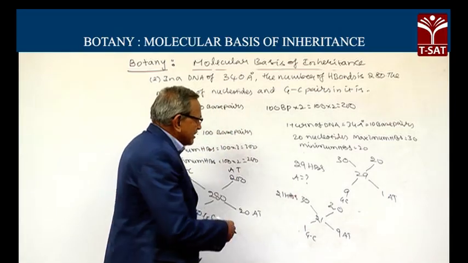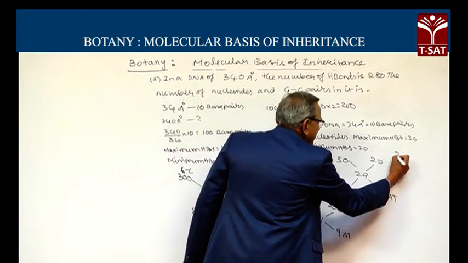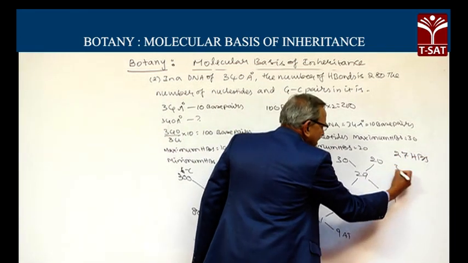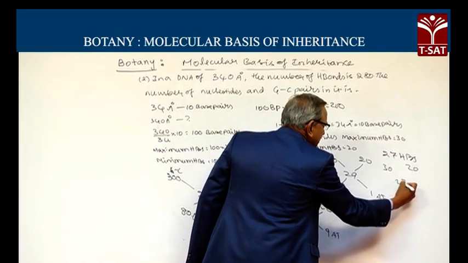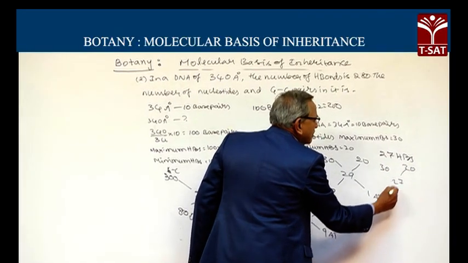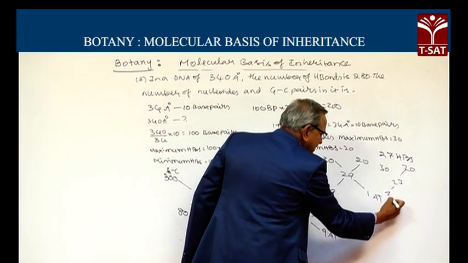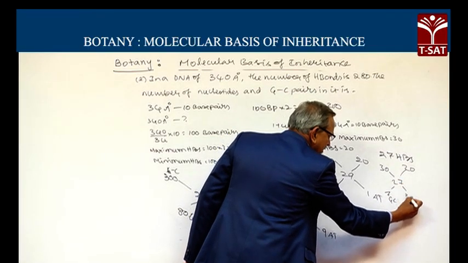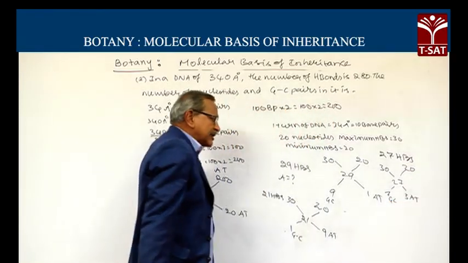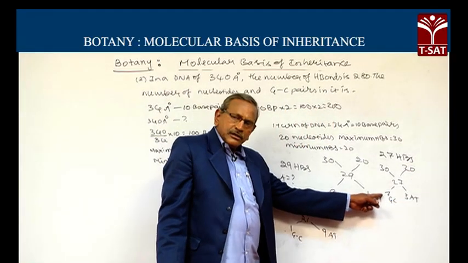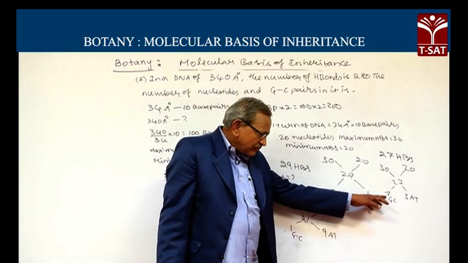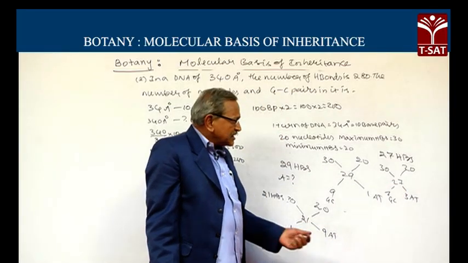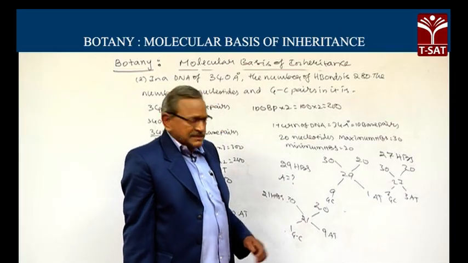Take some other number, okay, 27. 27 H bonds are there. Again, we use the same logic. 30, 20, 27. You have 27 minus 20, 7 GC pairs are here. 30 minus 27, 3 AT pairs are there. 7 into 3, 21 H bonds. 3 into 2, 6 H bonds. 21 plus 6, 27.